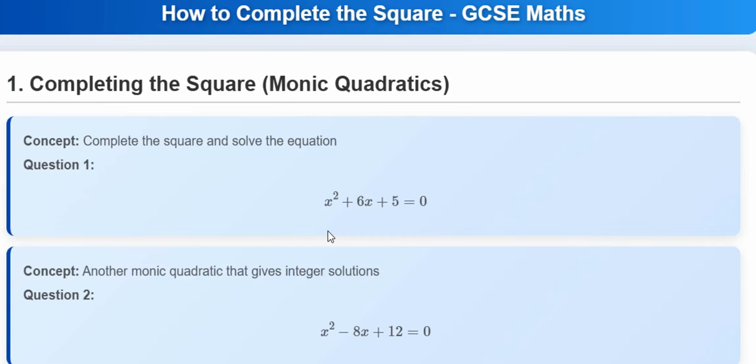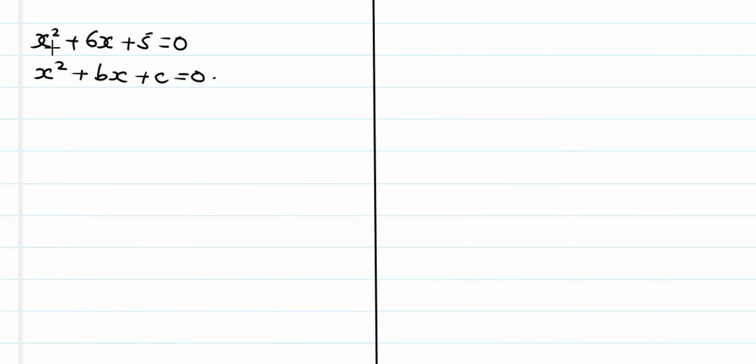So for example, if we have x squared plus 6x plus 5 is equal to 0, then we complete the square here and solve the equation. First, this equation is in this format, where x squared takes the place of x squared, then b is the coefficient of x, then plus c, this c is this 5, then equals 0.